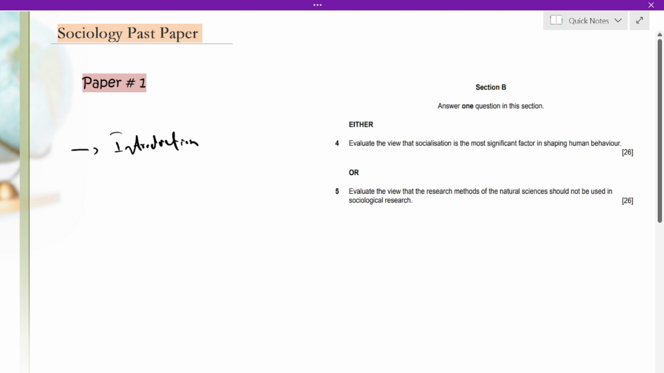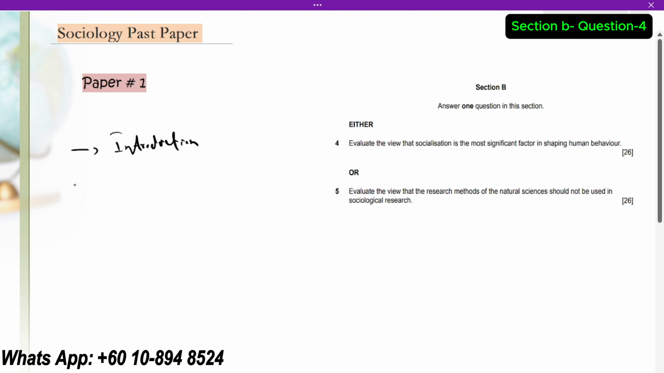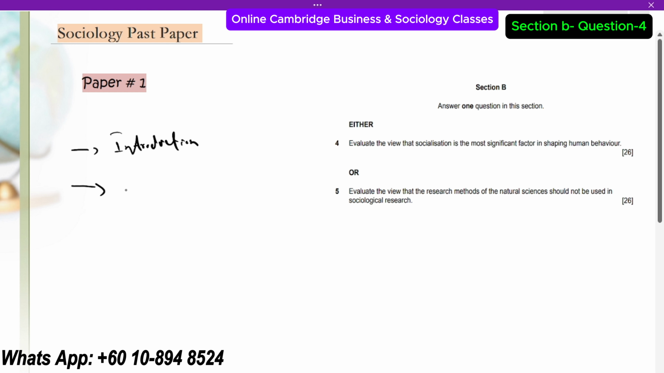You will start from an introduction. Keep it simple, keep it precise, so you can give a basic idea of the basics to your answer. It should be very clear, very precise, and use very sensible wording. Then go for analysis, and then we will finish with a conclusion.